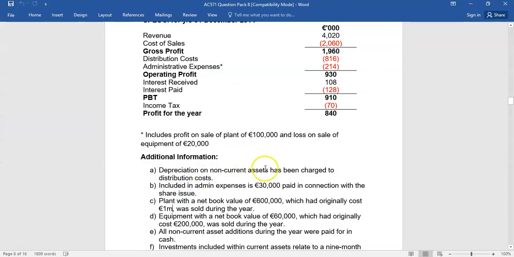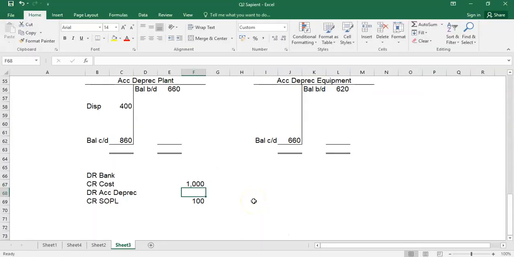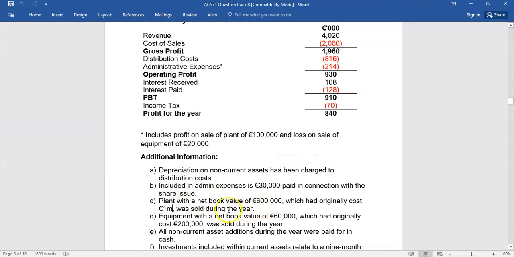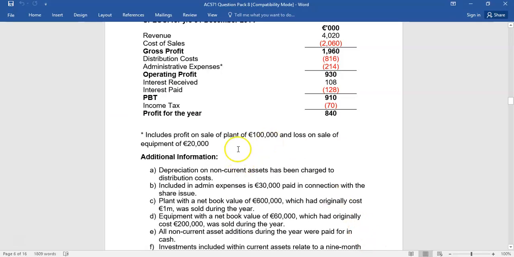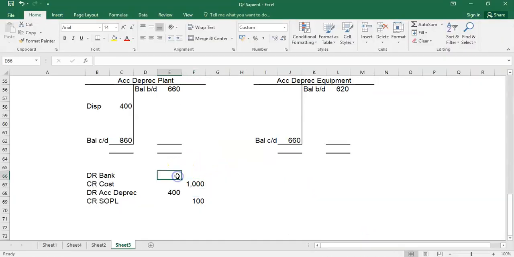The cost of the machine, or the plant should I say, was 1 million. So you remove the million. I've just dropped the last 3 zeros. And accumulated depreciation, we said, must have been 400,000 because your net book value is 600. So your debit accumulated depreciation 400. So watch the way now, as well as doing accumulated depreciation adjustment, you're actually figuring out how much you sold it for as well. Its net book value was 600. You sold it at a profit of 100. So this must be 700. And that is your disposal proceeds that's going to go into the cash flow.